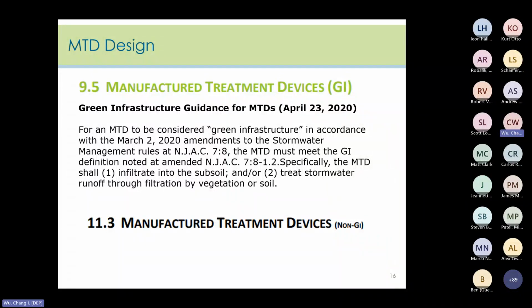Another category of MTD is the non-GI MTD that's been seen in New Jersey for a long time, which does not infiltrate runoff into subsoil or treat the stormwater runoff through filtration or vegetation. So just a reminder that if the design proposes to incorporate MTDs to meet the water quality design and performance standards, then the MTD must be incorporated as a GI MTD into the design, unless a waiver or variance from using a non-GI MTD is granted.